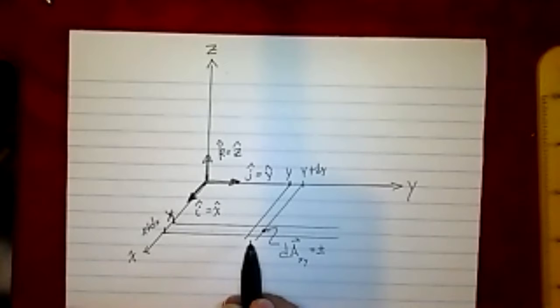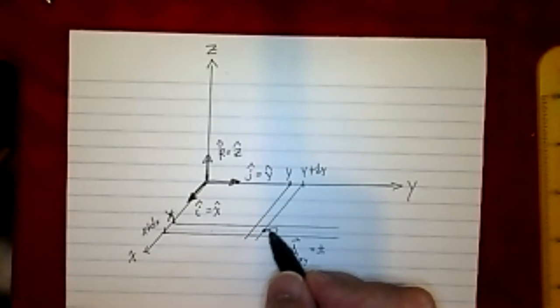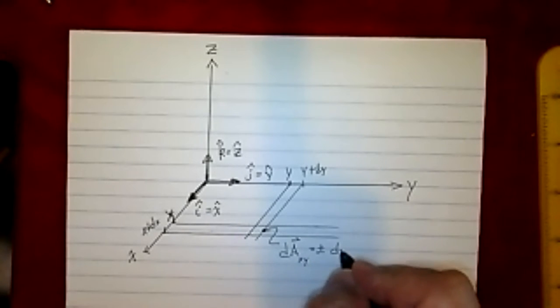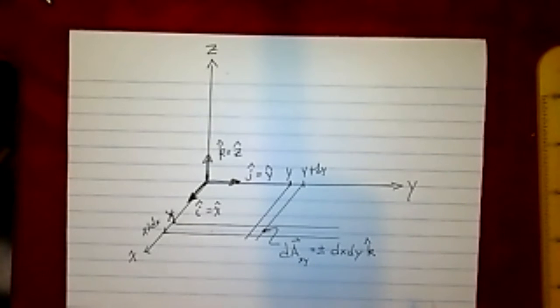But notice the area is dy. It's sort of a rectangle, or it's definitely a rectangle. So this width is dy and this width is dx. So it's dx dy, and then the plus or minus gave me the direction k hat, which you could also write, as I said before, as z hat.